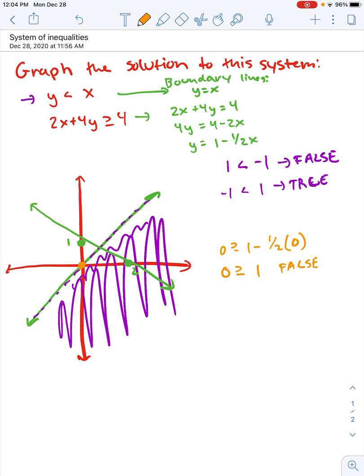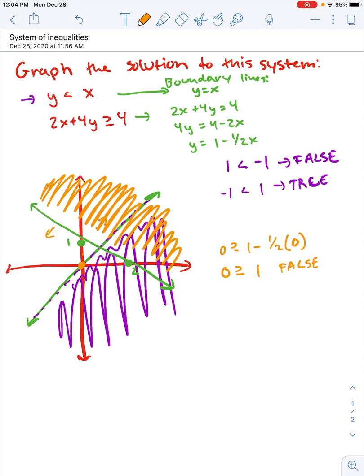Meaning that everything on this side of my boundary line where my test point is going to be false. Everything on this side is going to be true. So I shade this side in. And then my boundary line itself is going to be solid because we have a greater than or equals to sign.